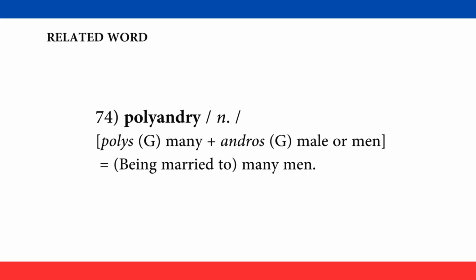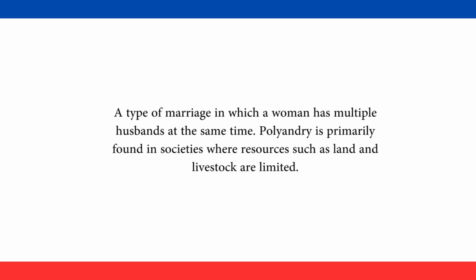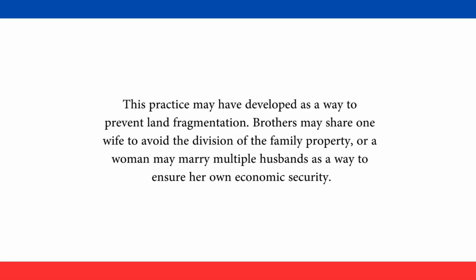74. Polyandry. Noun, this word combines polys, Greek for many, plus andros, Greek for male or men. This refers to being married to many men. A type of marriage in which a woman has multiple husbands at the same time. Polyandry is primarily found in societies where resources such as land and livestock are limited. This practice may have developed as a way to prevent land fragmentation. Brothers may share one wife to avoid the division of the family property, or a woman may marry multiple husbands as a way to ensure her own economic security.